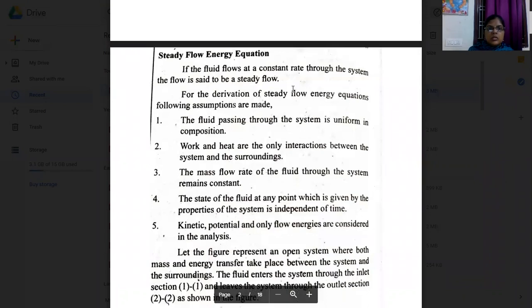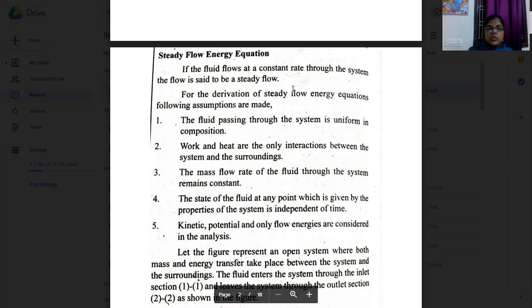If the fluid flows at a constant rate through the system, the flow is said to be steady flow. The properties of the fluid where it is flowing are constant, which is known as a steady flow process. For the derivation of the steady flow energy equation, the following assumptions are made. So what are those assumptions?